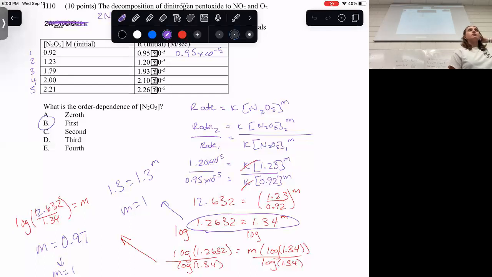Any questions on 10? Does that make a little bit more sense on how to do them? If you have multiple trials and multiple reactants, just make sure you're comparing trials where one reactant is staying constant and one reactant is changing, because if you have two things changing, they can't cancel out. If the concentrations are staying the same for one reactant, then they cancel out to 1. I think there's something like that on your practice exam.